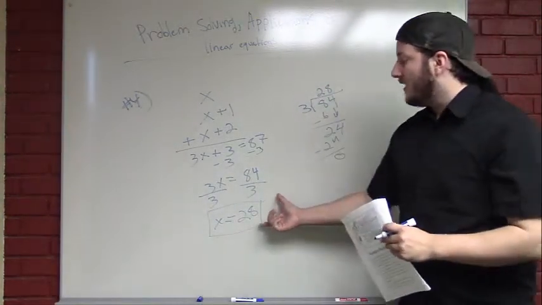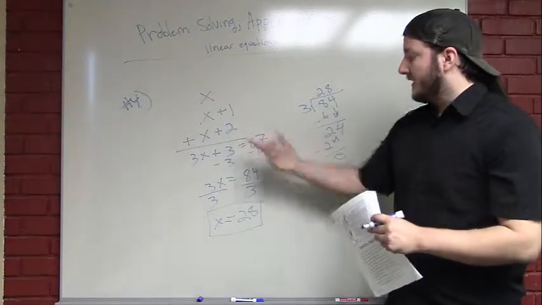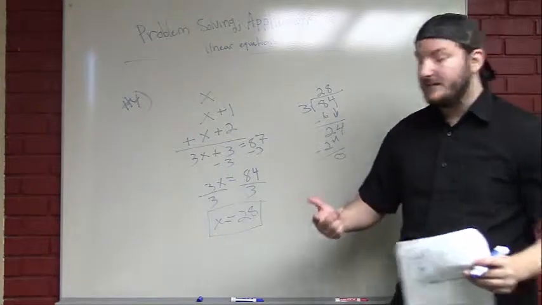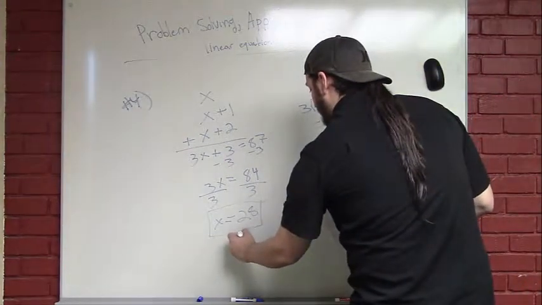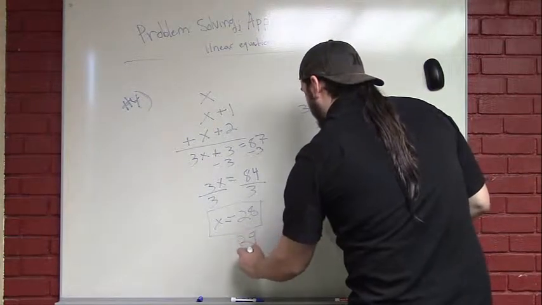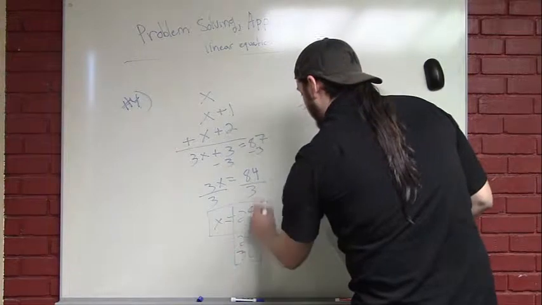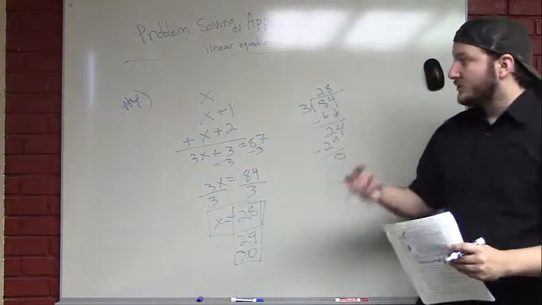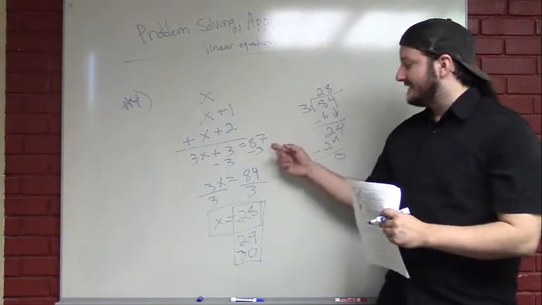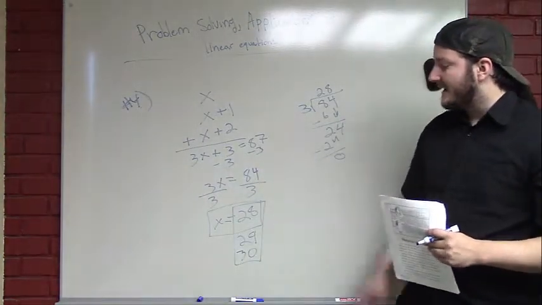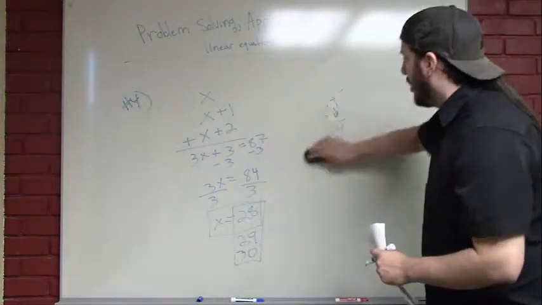To find the second number, you just plug it in here. To find the third number, you plug it in here. Since we know they're all consecutive, it's going to have to be 28, 29, and 30. Those would be our answers. So the three consecutive numbers whose sum is 87 would be 28, 29, and 30. Now how could we check that? How do we know that that's true?